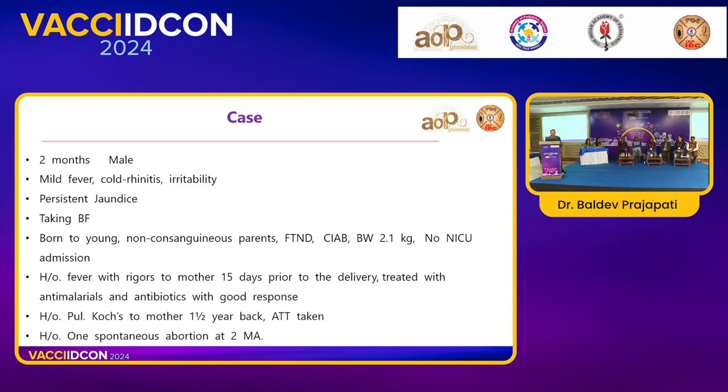Born to young non-consanguineous parents. I request, Dr. Ramesh, if we repeat it will take more time, the information is already there. Can you focus your points? The child was 2.1 kg at birth. So mother is not well, and that has reflected into SGA. There is one positive history of fever with rigors. It could be due to malaria, it could be due to UTI. It was 15 days before the delivery, so most probably that has not affected the weight. So there is something going on in the mother since the beginning of the conception. And, sir, tuberculosis treatment completed? Yes. And plus there is one spontaneous abortion, again not suggestive of good maternal health.